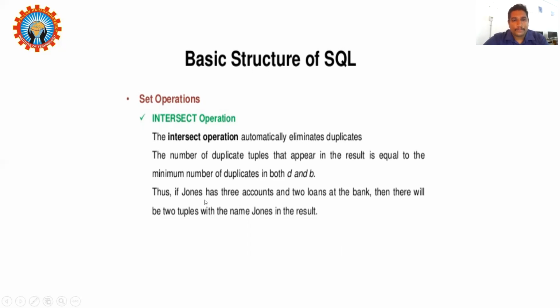Thus, if Jones has three accounts and two loans at the bank, then there will be two tuples with the name Jones in the result, because in one relation you have three and in the other you have two. So in the two relations altogether we have five, but the combination of these two relations has only two, so the combination consists of the existing data. So the result will be the two tuples.